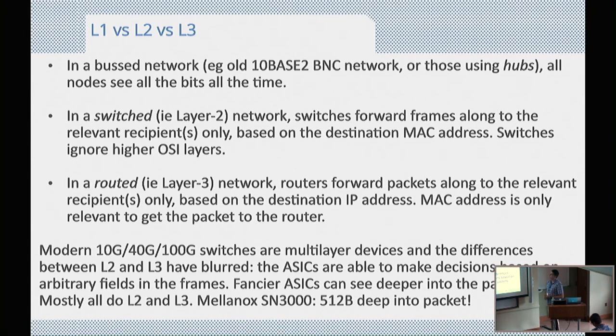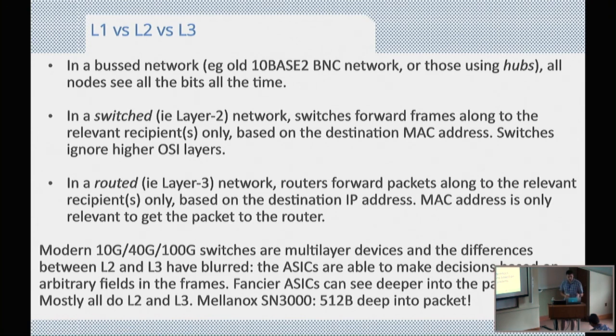A little bit about layer 1 versus layer 2 versus layer 3. In a bus network, and some of you may remember the old 10Base2 BNC networks, or if you've used hubs instead of switches, all nodes see all the bits on the wire all the time. In a switch network, switches forward frames along to relevant recipients based on the destination MAC address, but these switches ignore higher OSI layers. In a routed network, routers forward packets along to the relevant recipients only, but now based on the IP address. MAC address is only relevant to get the packet to the next hop.